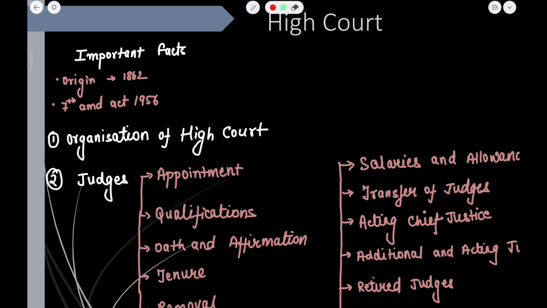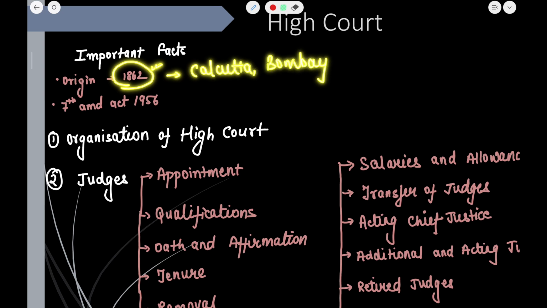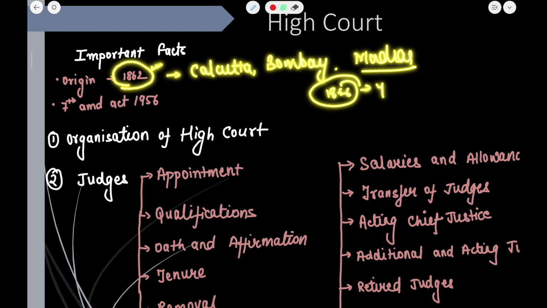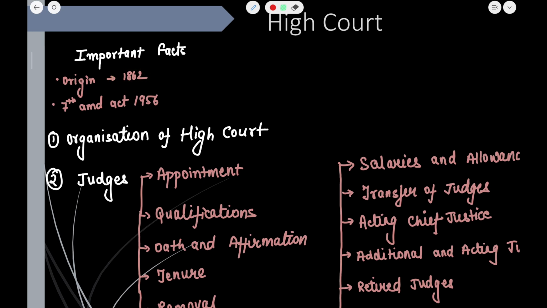Now, the institution of High Court originated in the year 1862, when the High Courts of Calcutta, Bombay, and Madras were set up. Again in the year 1866, 4 more High Courts were established. Now, regarding these High Courts, the 7th Amendment Act of 1956 is really important. What did this Amendment Act do?